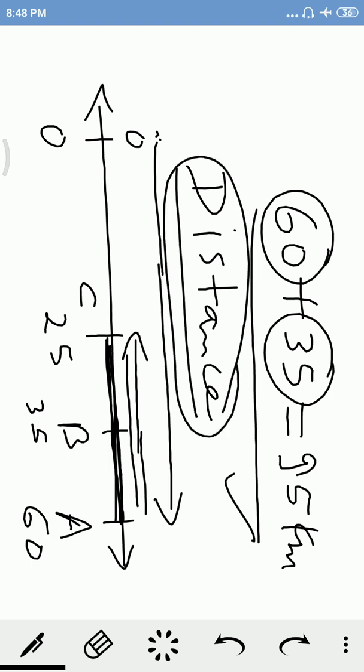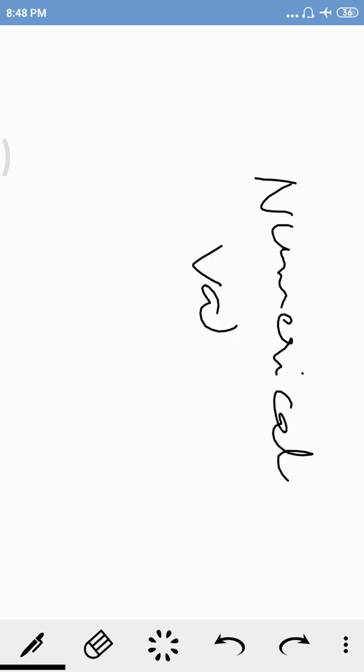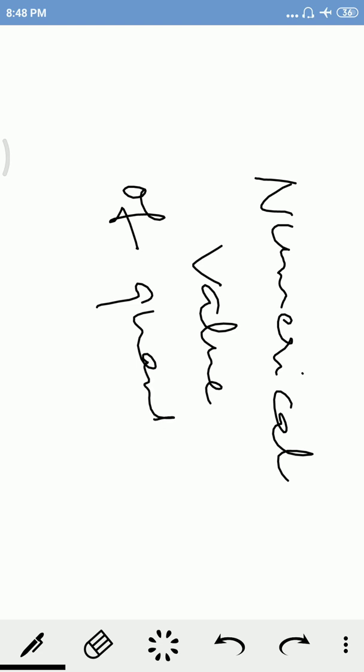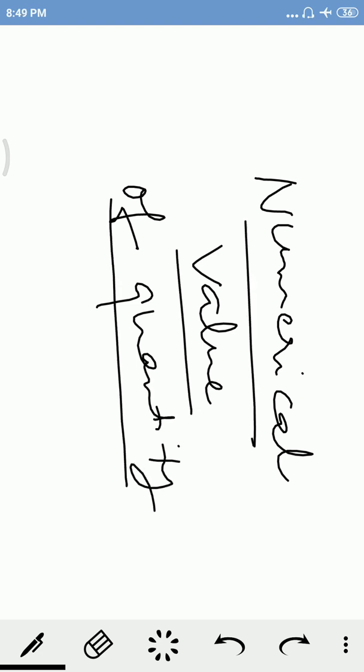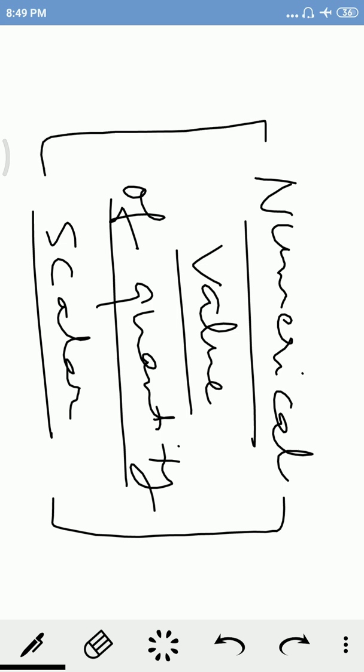So this quantity is called distance, where we are not considering the direction of motion. In physics, there are some quantities in which we only consider the numerical value of the quantity. These quantities are called scalar quantities. So the distance covered by the object is a scalar quantity, which is 95 kilometer in this example.